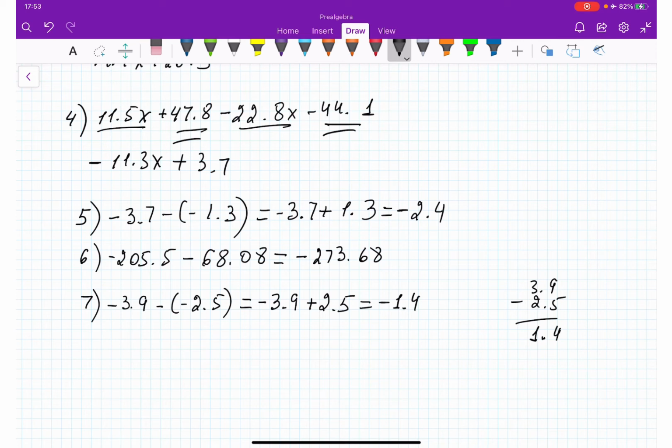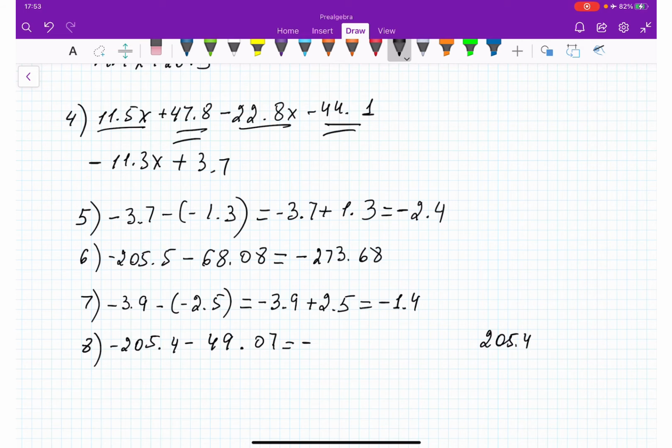We have negative 205.4 minus 49.07. Okay, both numbers are negative. That means the result is going to be negative. And we are going to add when same sign. So 205.4, 49 dot 07.